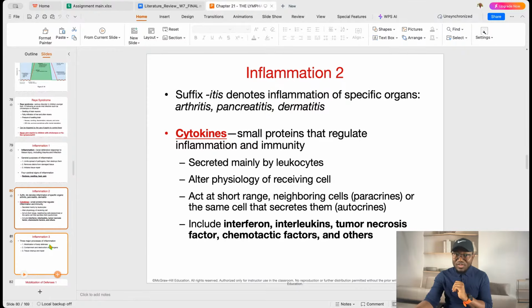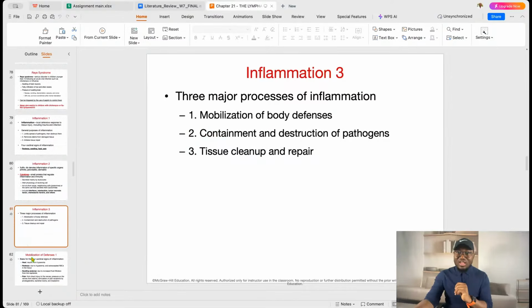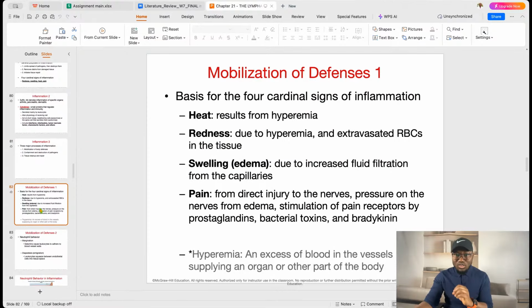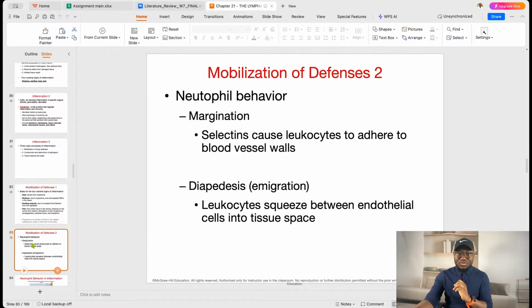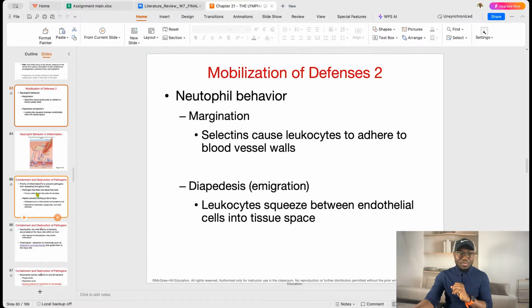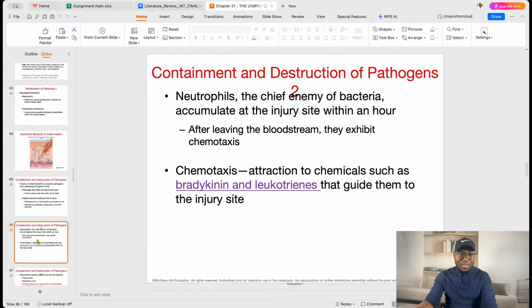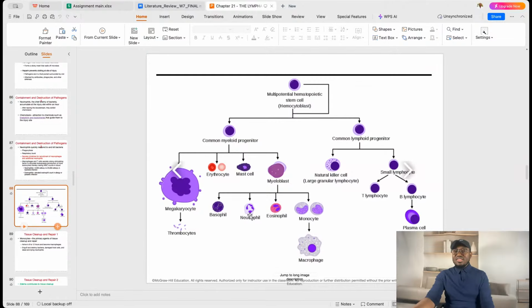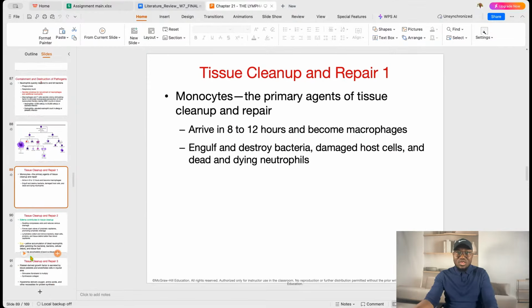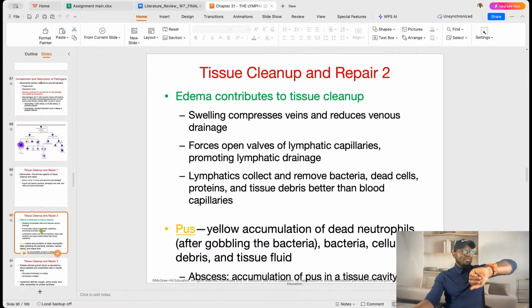Then this is inflammation. You need to know what is involved in inflammation. You need to know the role of cytokines. You need to know the role of interferon, interleukins, TNF, that's tumor necrosis factor, chemotactic factors also. Extremely important because these are what helps for what? Inflammation. All right? So this is mobilization. This is containment. This is the type of white blood cells. Extremely important that you guys understand the type of white blood cells. Tissue cleanup and repair.